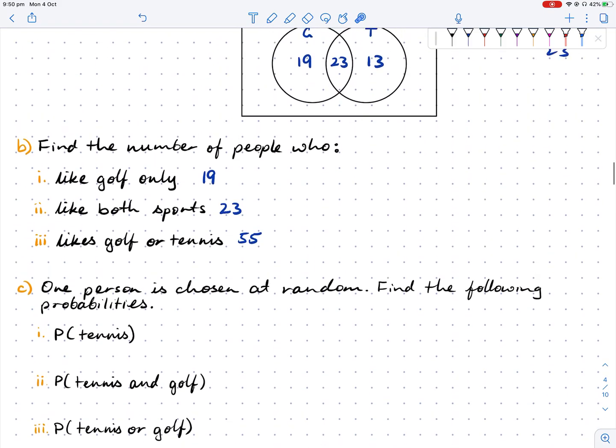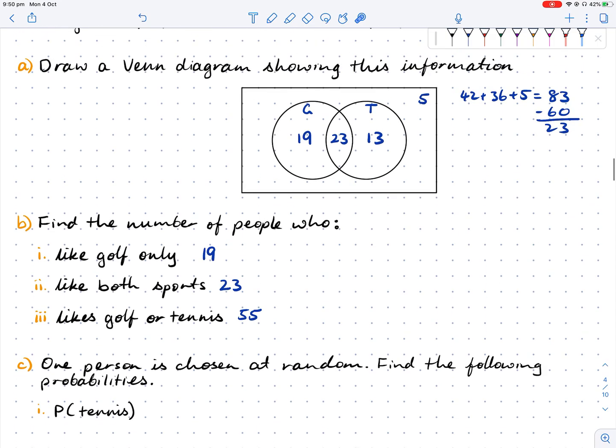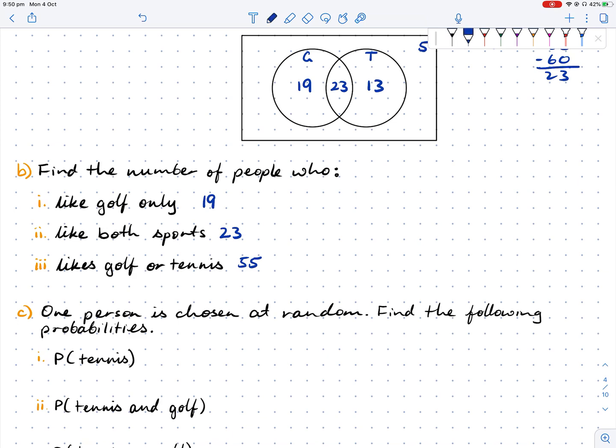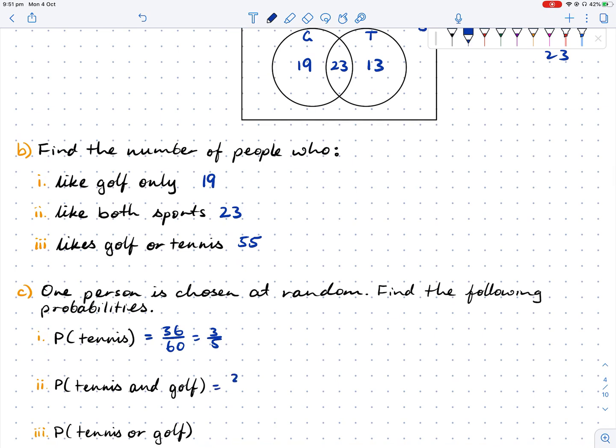Last section, so one person is chosen at random from this group of people. Find the following probability. So the probability that the person likes tennis. So if they like tennis, we want everyone who's inside of there. So that's 36 out of the total of 60 people. And we should always simplify these, and it's 3 out of 5. The probability they like tennis and golf, you're looking at the overlap, so that's 23 out of 60. That can't be simplified.